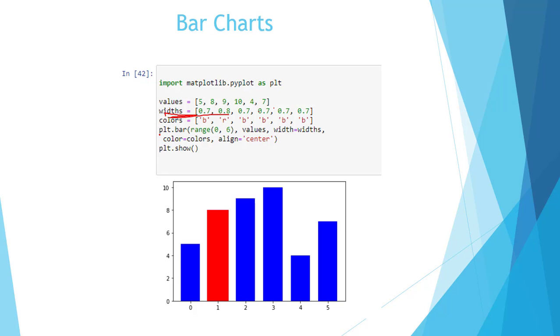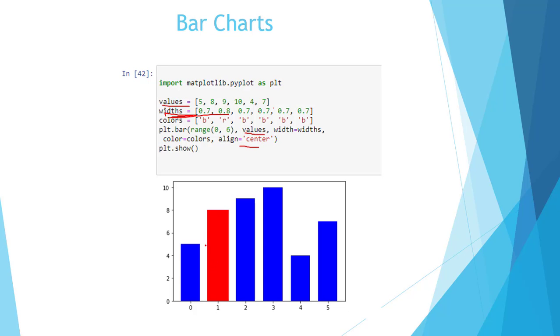Now I am going to call the bar function, plt.bar. For the x-axis I have specified the range from 0 to 6, that is values from 0 to 5 on the x-axis, and for the y-axis I have specified the height of the bars, that is the values list. After that, width is assigned with widths and color is assigned with colors, and I have specified the alignment of the data to the center.